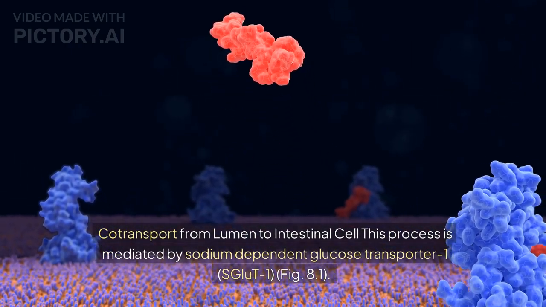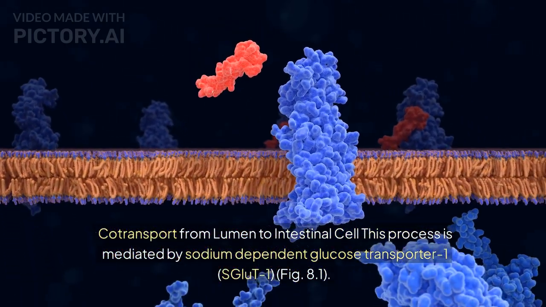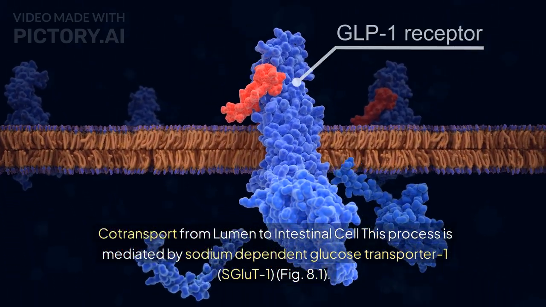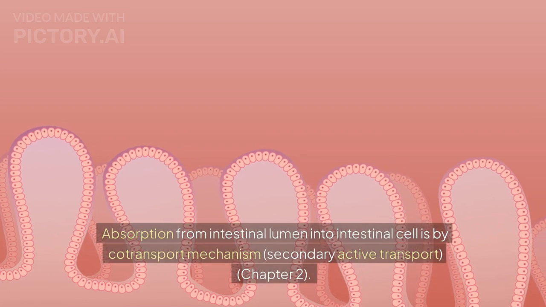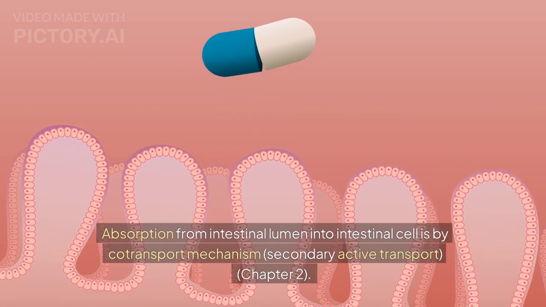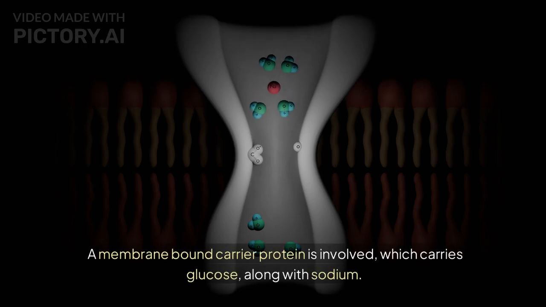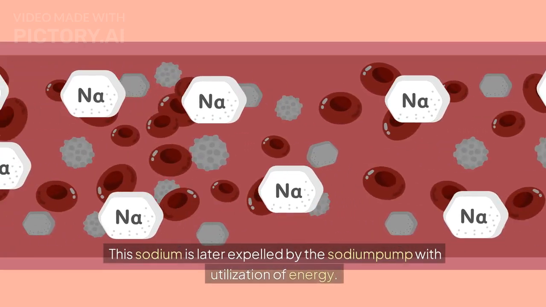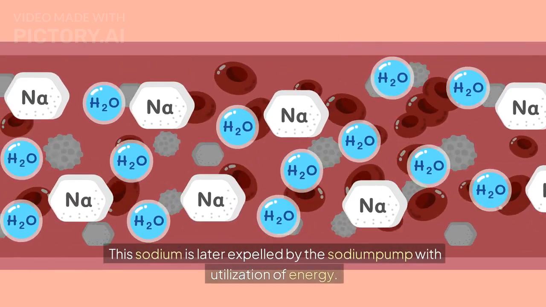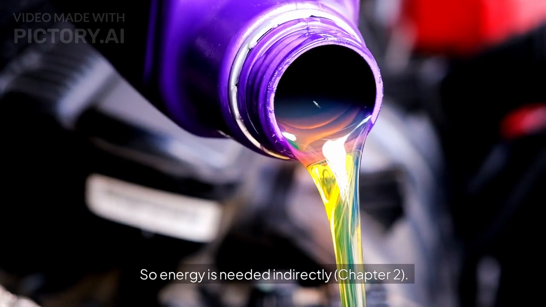This process is mediated by sodium-dependent glucose transporter 1, SGLT1, Fig. 8.1. Absorption from the intestinal lumen into the intestinal cell is by a cotransport mechanism, secondary active transport, Chapter 2. A membrane-bound carrier protein is involved, which carries glucose along with sodium. This sodium is later expelled by the sodium pump with utilization of energy. So energy is needed indirectly, Chapter 2.